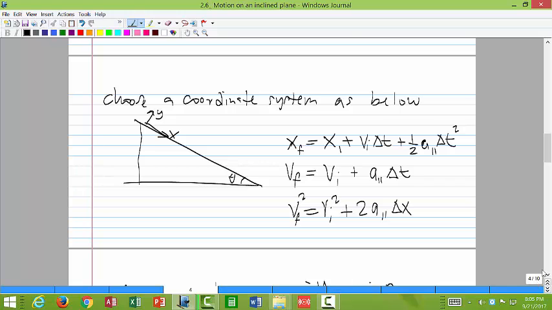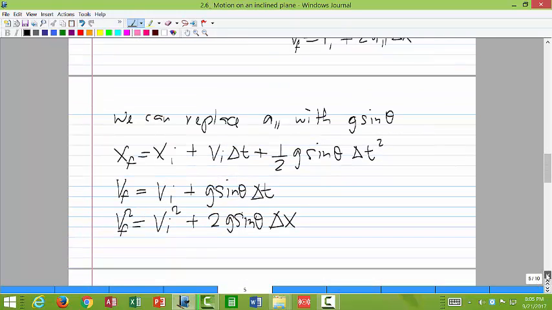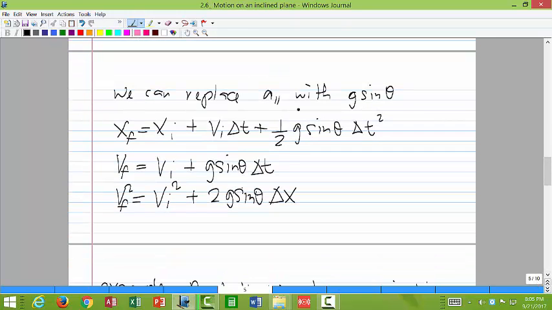Let's put this back. So in the next frame, I'm just going to rewrite the kinematic equations, but I'm going to replace the A parallel, which is the acceleration down the ramp, with g sine theta. And so with that, I have x final equals x initial plus v initial delta t plus half g sine theta delta t squared. So the A parallel was here, I just replaced it with g sine theta.